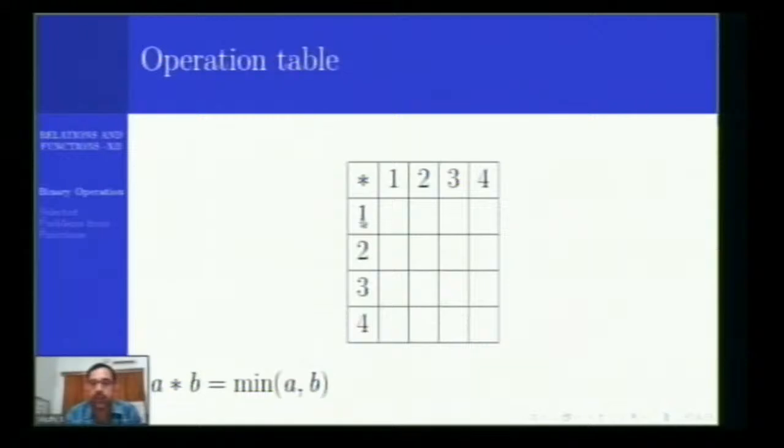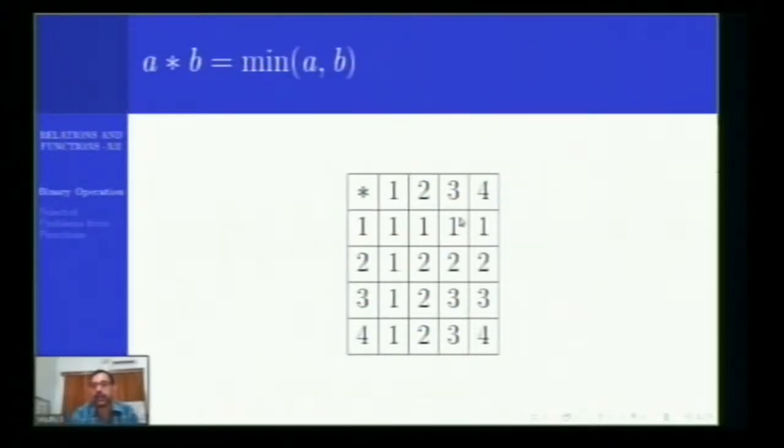I want to fill this first box. So I will calculate 1 star 1. 1 star 1 is the minimum of 1 and 1, which is 1. So I can write 1 here. Like that, I will start filling each box. 1 star 2, what is that? 1 star 3, what will come here? If you proceed like that, you are going to get this answer. I think some of our viewers might have tried this just before, so they can check their answer now.